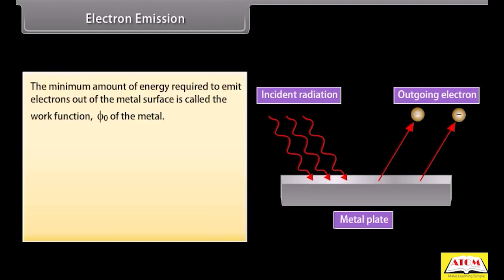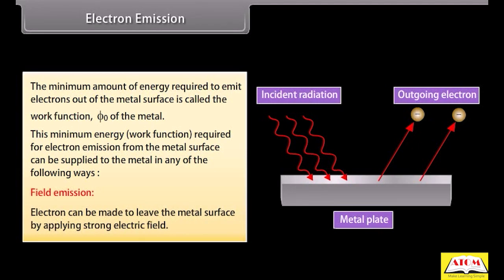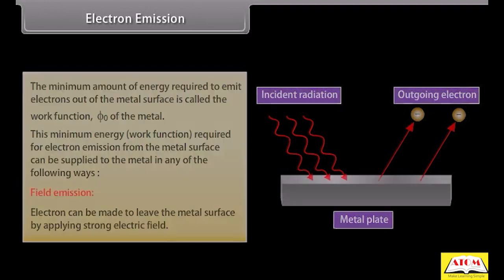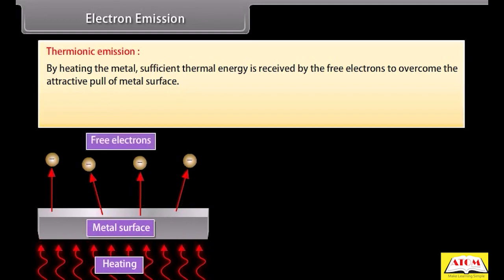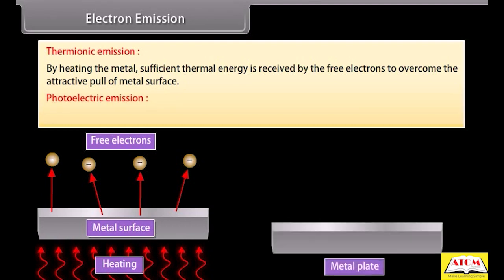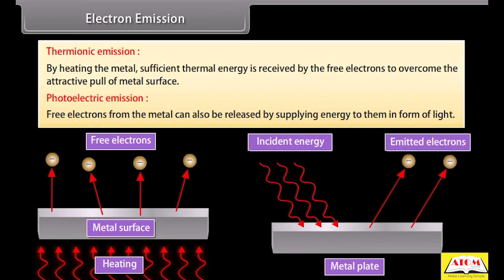The minimum amount of energy required to emit electrons out of the metal surface is called the work function, phi0, of the metal. This minimum energy required for electron emission from the metal surface can be supplied to the metal in any of the following ways. Field emission: electrons can be made to leave the metal surface by applying a strong electric field. Thermionic emission: by heating the metal, sufficient thermal energy is received by the free electrons to overcome the attractive pull of the metal surface. Photoelectric emission: free electrons from the metal can also be released by supplying energy to them in the form of light.